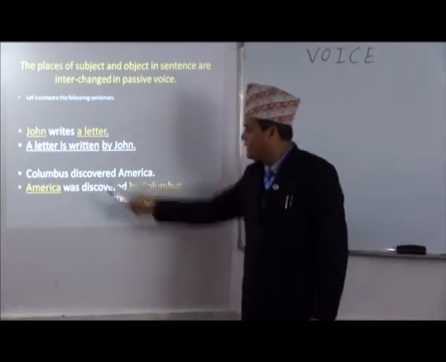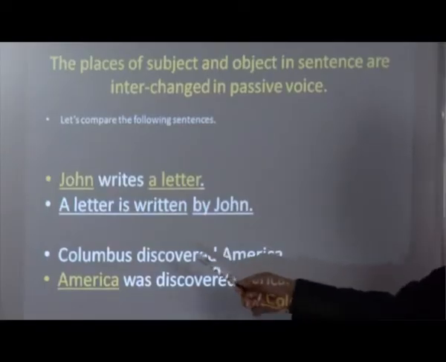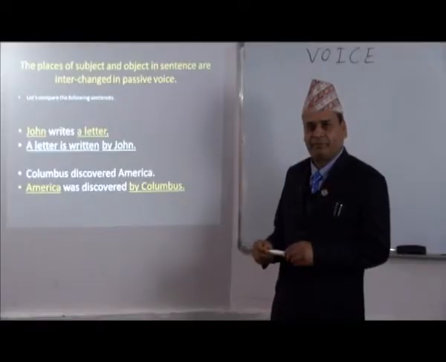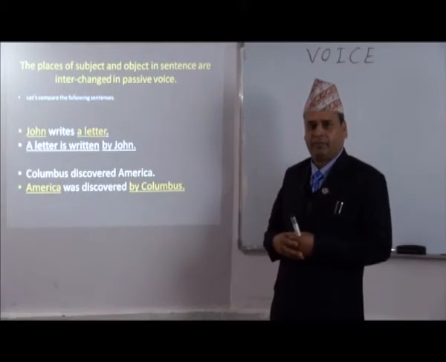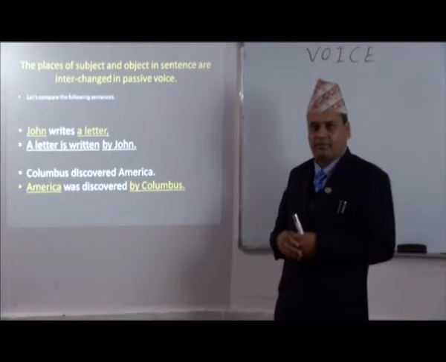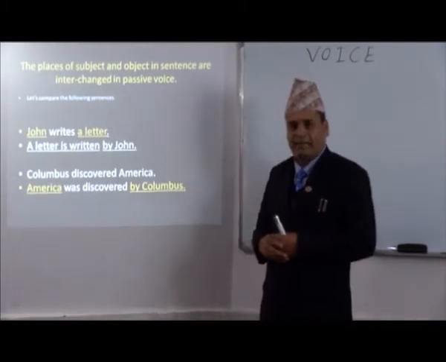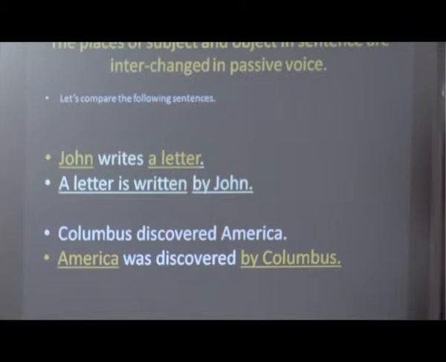Now let's look at the second example here. Columbus discovered America. In this sentence, Columbus is the doer. He is the agent. He has performed the action. The action is he discovered America. The same sentence can be written in passive voice. Here what we find is America goes first. As I told you earlier, the object goes to the beginning. Here America is object, but it becomes subject in the second sentence.